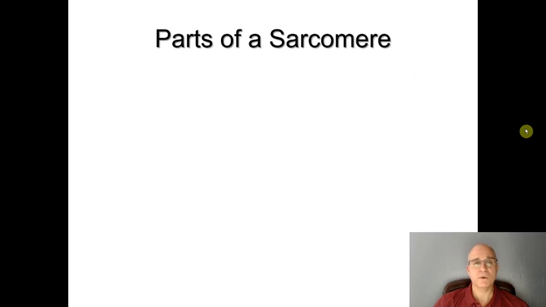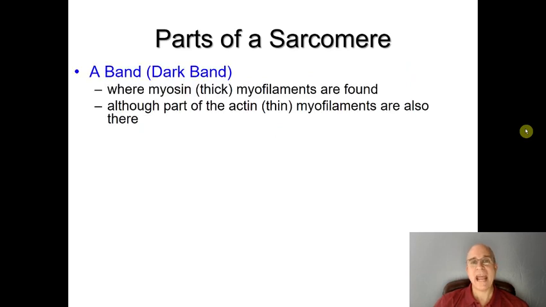So let's look at what we've drawn. So our A band, or our dark band, and how convenient is this? They didn't do it this way, it just kind of worked out nicely. So what is the first vowel in the word dark? A. So our A band or dark band is where we see myosin, those thick horizontal lines, the thick myofilaments, even though there's also going to be actin there.